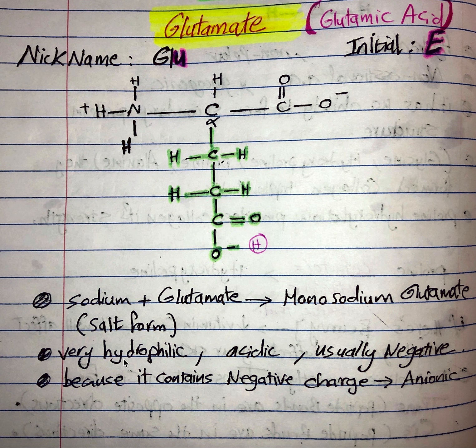Some important points: it is very hydrophilic, an acidic form, and usually negative. So I put H, which means sometimes it bonds with the H, a hydrogen bond, but there is O in the negative. So it's very hydrophilic. Glutamine is also hydrophilic, but glutamate is an acidic form and usually negative. What is so important is that sodium with glutamate leads to monosodium glutamate, which is the salt form, and you will hear a lot about monosodium glutamate. That's why I mentioned it here. Those are some basic points you have to know about glutamate.